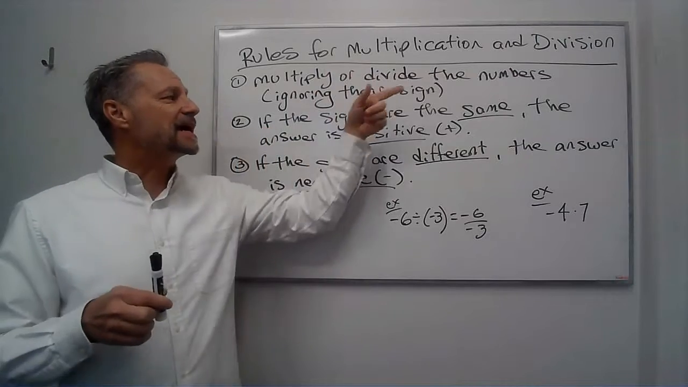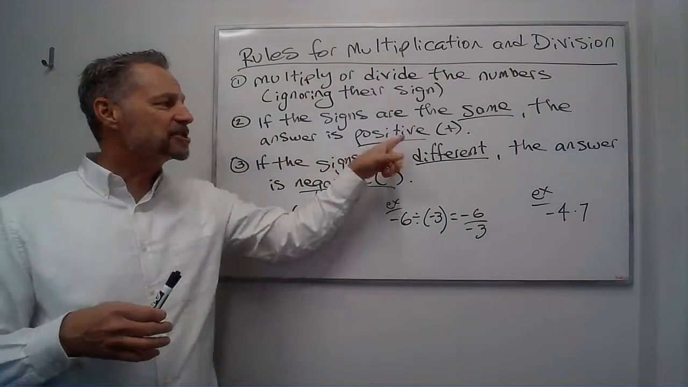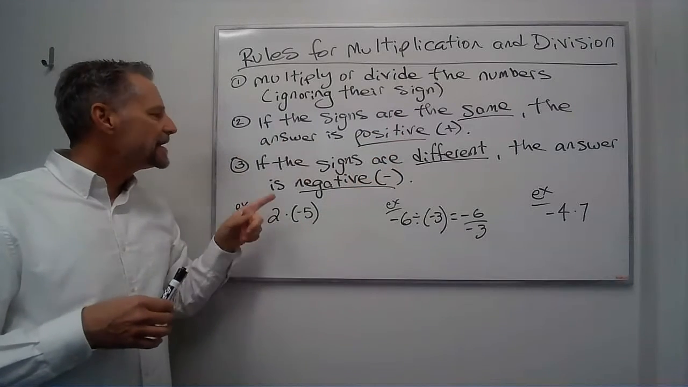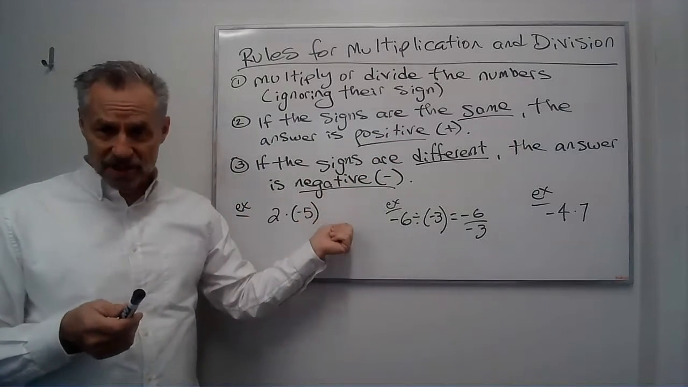Two, if the signs are the same, if they're both positive or they're both negative, the answer is going to be positive. Three, if the signs are different, one's positive and one's negative, the answer is going to be negative.